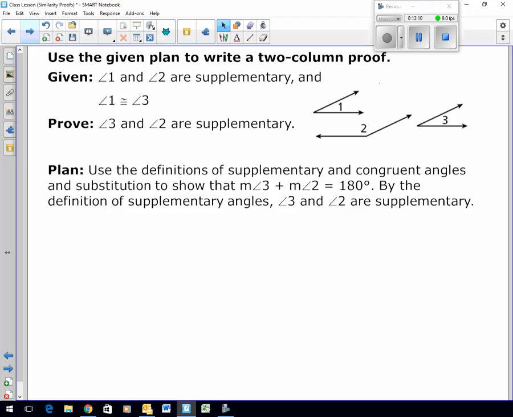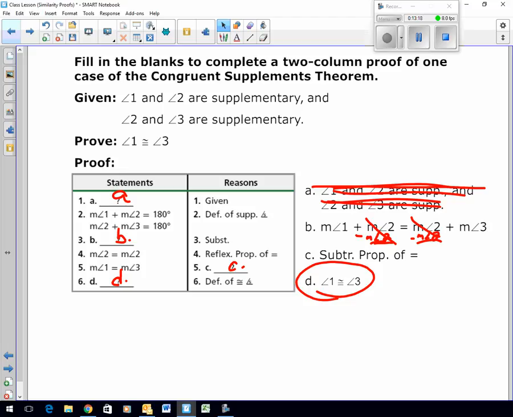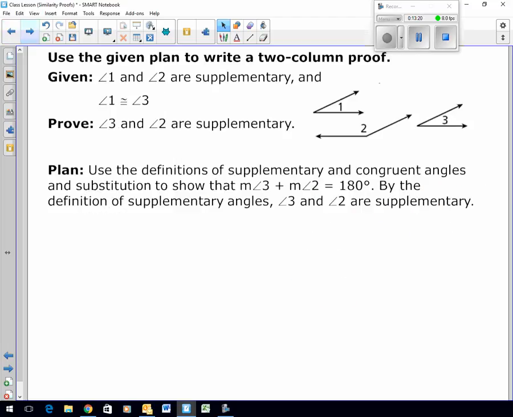Watch this one, okay? Given that 1 and 2 are supplementary and 1 is congruent to 3, prove that 3 and 2 are supplementary. Do you notice what I did here? Sometimes they don't give you the columns. We have what's called a paragraph proof, where they literally want you to write out everything, word for word, and it is stricter.